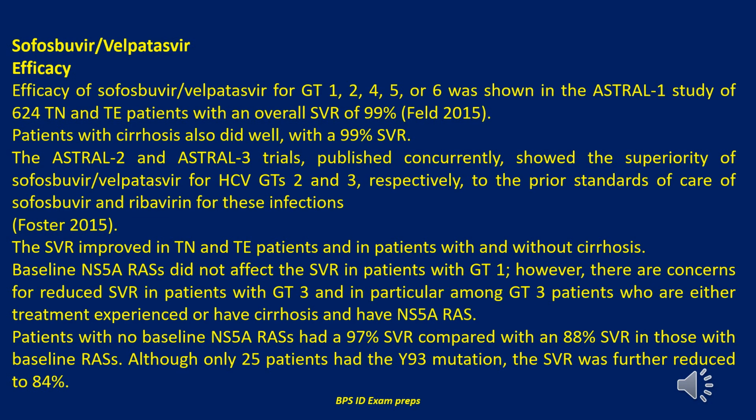The ASTRAL-2 and ASTRAL-3 trials, published concurrently, showed the superiority of sofosbuvir plus velpatasvir for HCV genotypes 2 and 3, respectively, to the prior standards of care of sofosbuvir and ribavirin for these infections, according to Foster 2015.